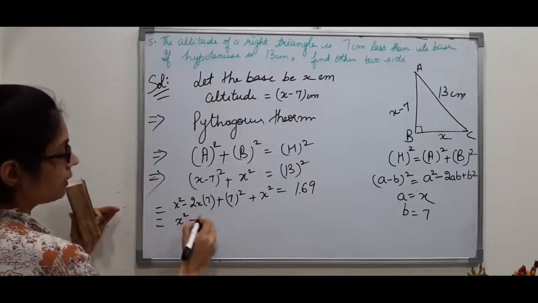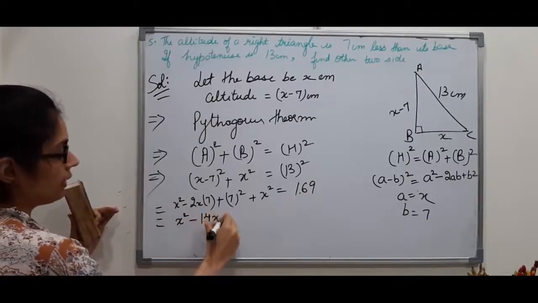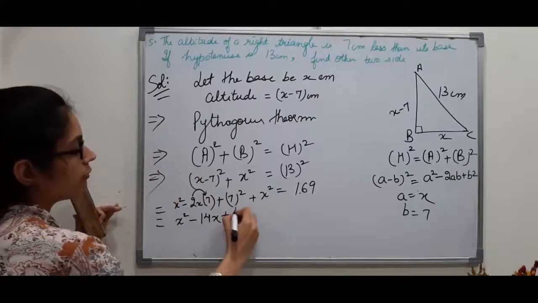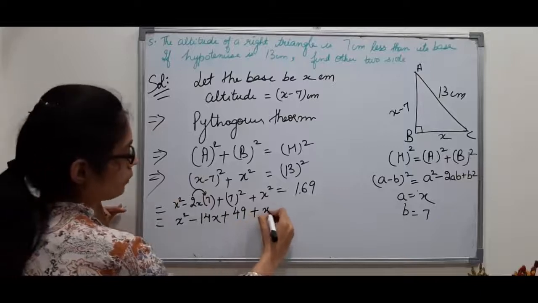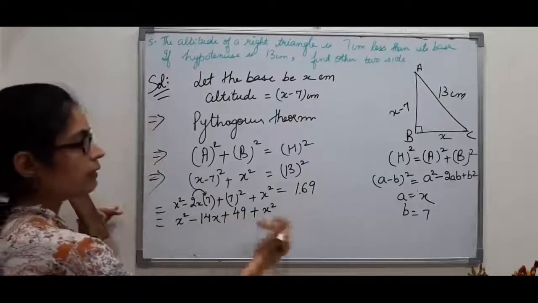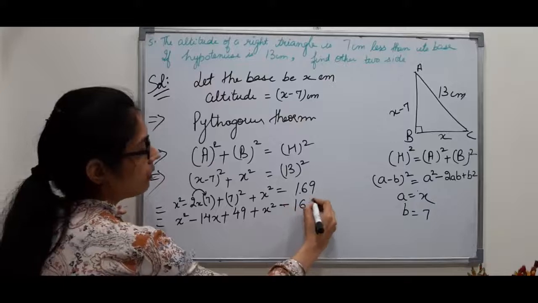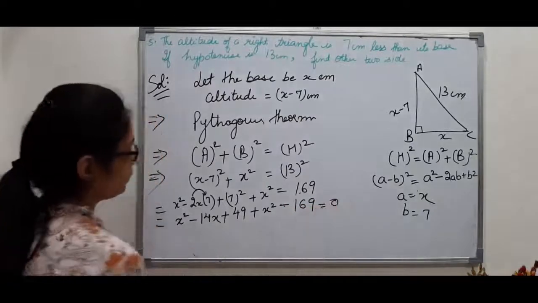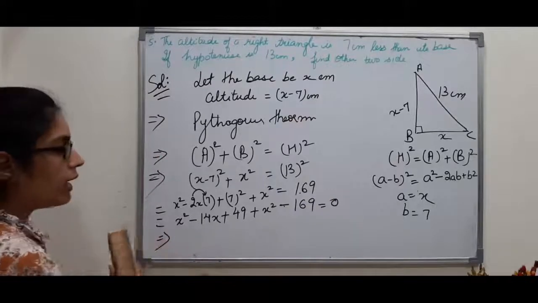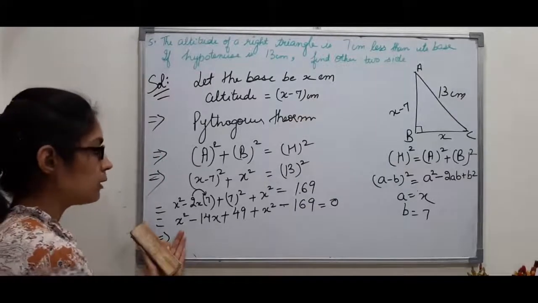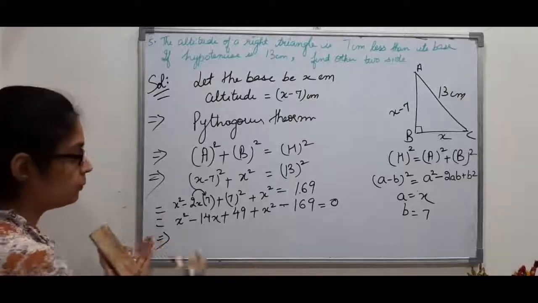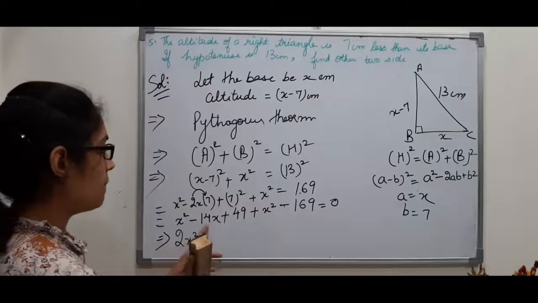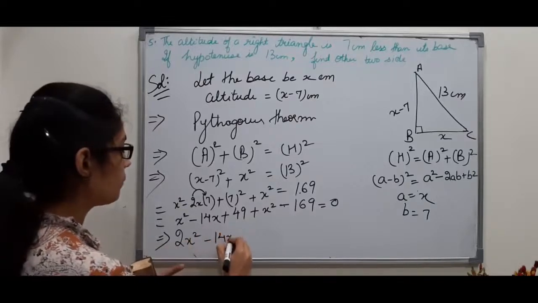So x square minus 2 into 7 is 14x. I'll get 7 into 7 is 49 plus x square. This 169 also we will shift to this side and it will change to minus 169 equals 0. Now we will add all the like terms. So this x square, both are like terms. 1 plus 1 is 2. So it will be 2x square minus 14x.